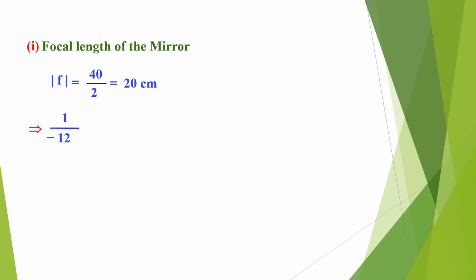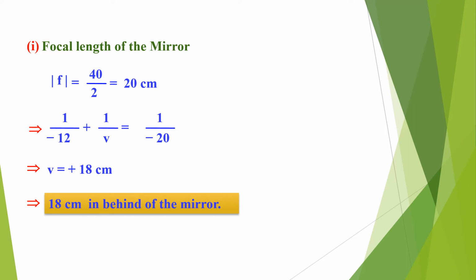We are using the mirror formula: 1 by object distance plus 1 by image distance is equal to 1 by focal length, where object distance is minus 12, plus 1 by v is equal to 1 by focal length, which is minus 20 centimeter. By solving this we are getting v as plus 18 centimeter. Plus indicates the image is formed behind the mirror, okay, and it is at 18 centimeter.